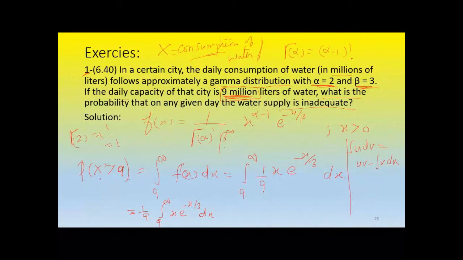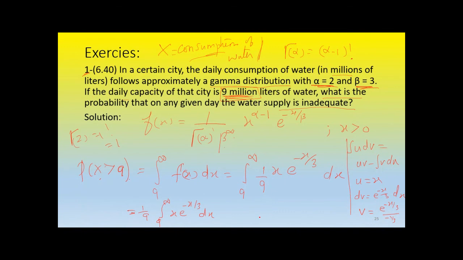If there is this x over 3, I can rearrange if you like. Better, you can use this one. The gamma function has been defined for 0 to infinity, but what we get here is 9 to infinity. So we cannot directly use the formula of gamma function. We will do it in this method. U is, what is U? U is x and dv is e raised to minus x over 3 dx. So what is v? E raised to minus x over 3 over minus 1 by 3.